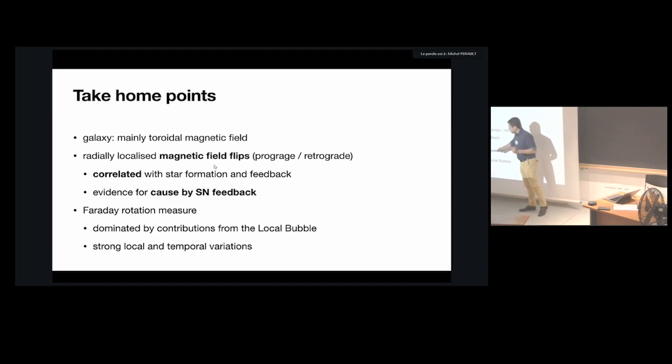If we look at the rotation measure, we see that we are dominated, or at least get significant contributions from the local bubble, which means we need to investigate this boundary much more. And that also tells us that we talk in the evolution about time scales and spatial variations that correspond to the evolution of the local bubble.